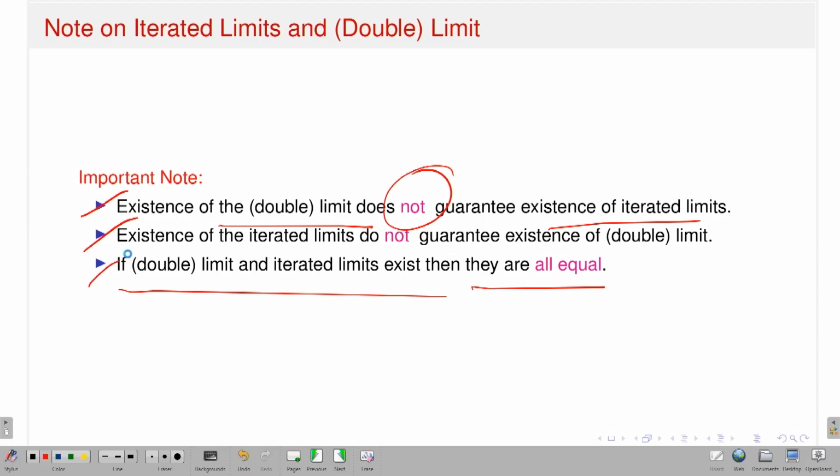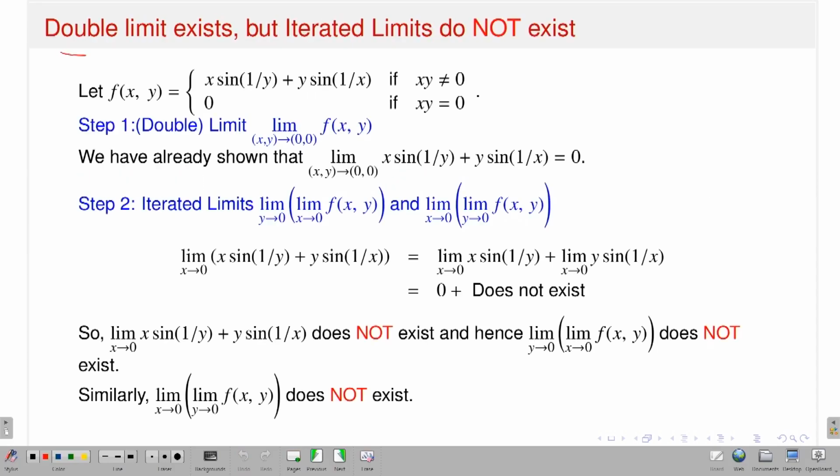Let's see some examples. Look, the first example says that the double limit exists but the iterated limits do not exist. So I have a function f which is defined like that. It's a function from R2 to R. First, let's see that the double limit exists at the point 0, 0. So first see the existence of the double limit.